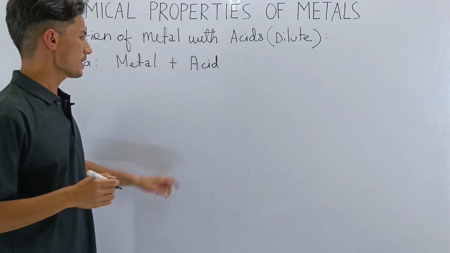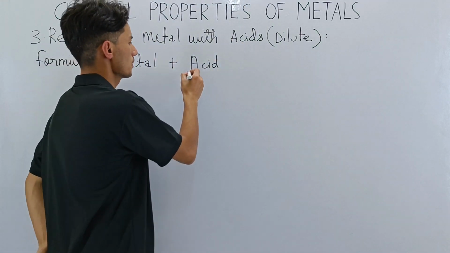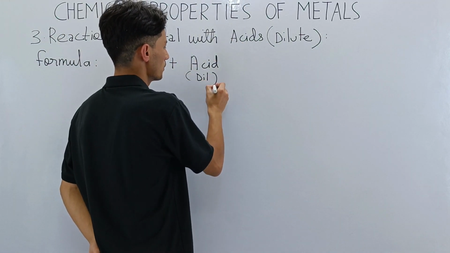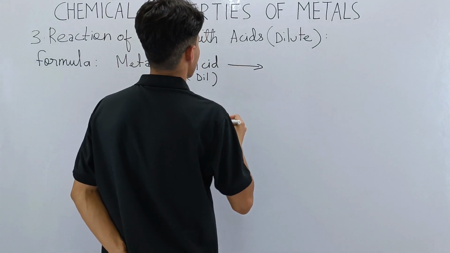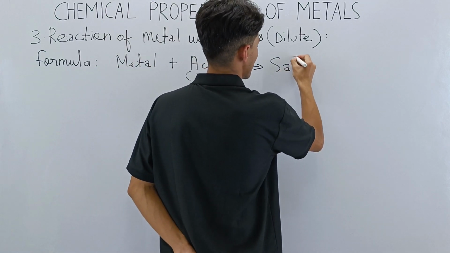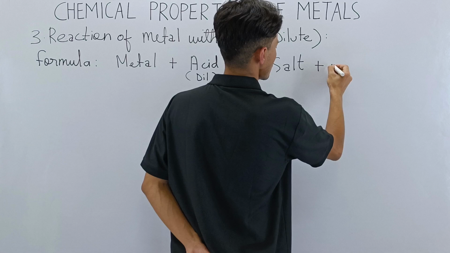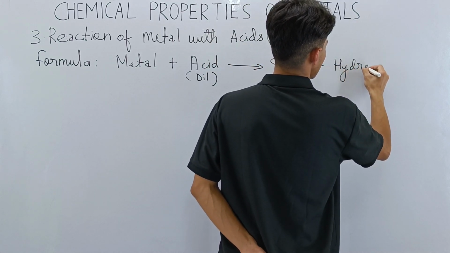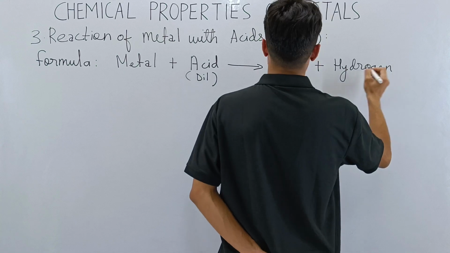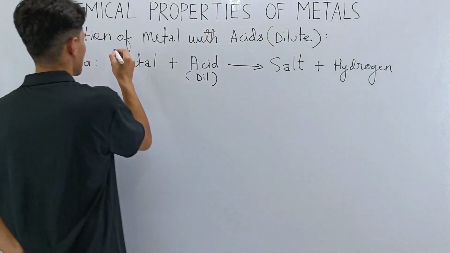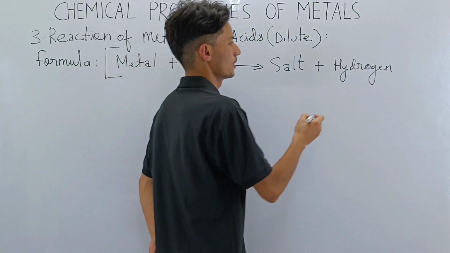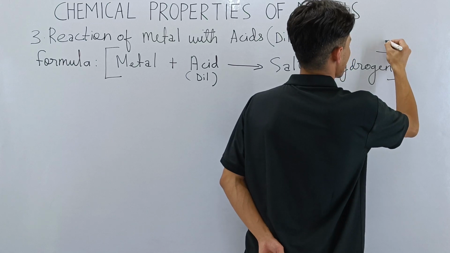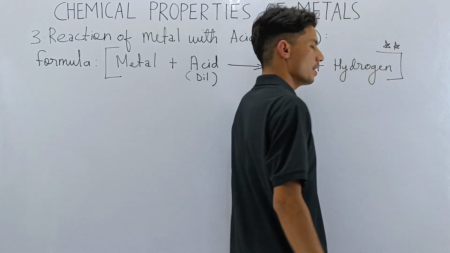So metal plus acid, this is the dilute acid. What will you get? You will get salt. Very important. This is a very important reaction, class. Salt plus what do you get? Hydrogen again. So salt plus hydrogen. Very important. This is an important reaction of metals.